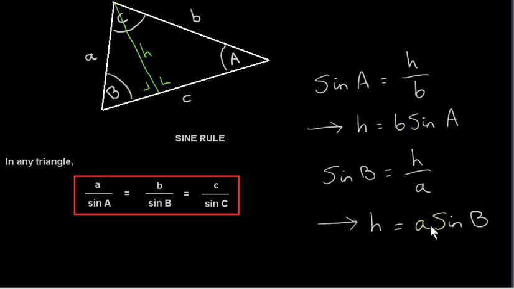So B sine A and A sine B are both equal to H. That means that they must be equal to each other. So we can see that A sine B must equal B sine A.